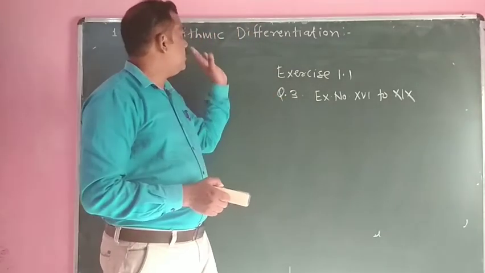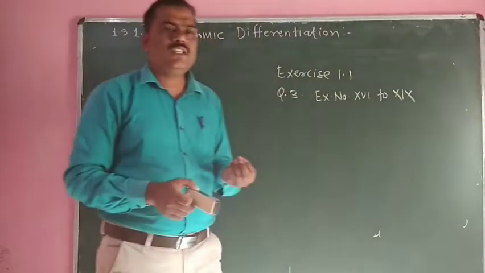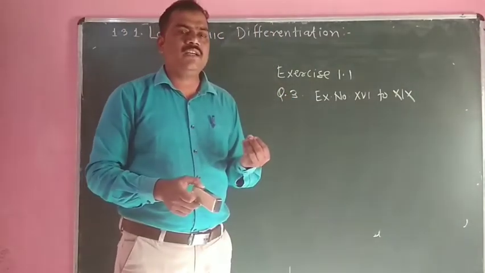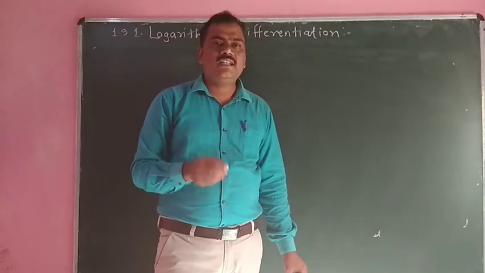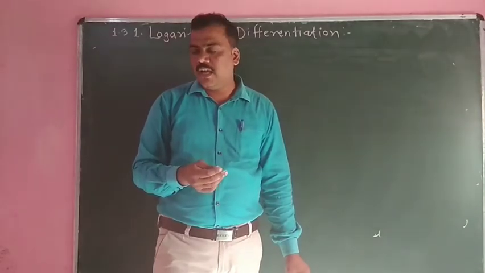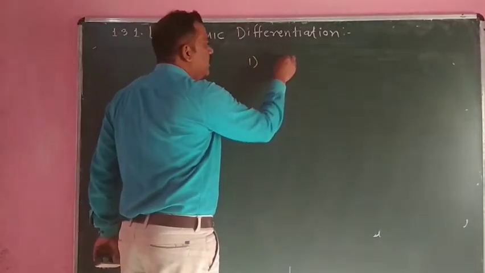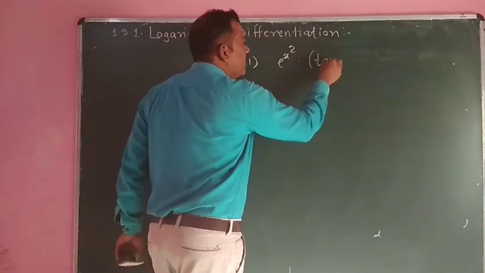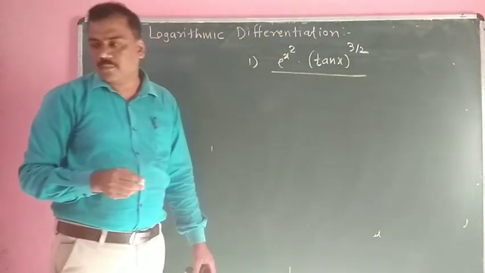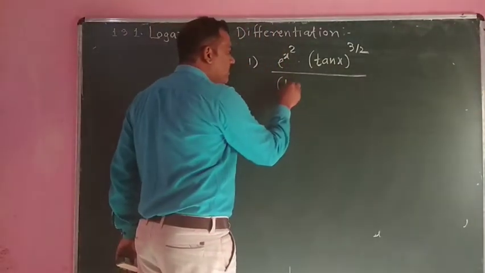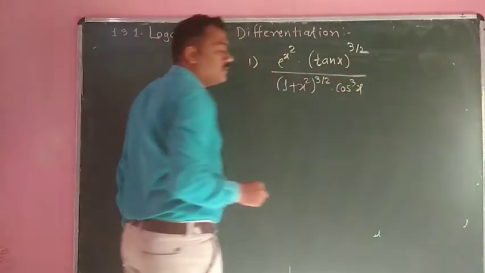Now we have to discuss some examples of logarithmic differentiation. Consider the first example. The question is: differentiate the following function with respect to x. The first function is e raised to x square into tan of x raised to 3 by 2, divided by (1 plus x square) raised to 3 by 2 into cos cube x.